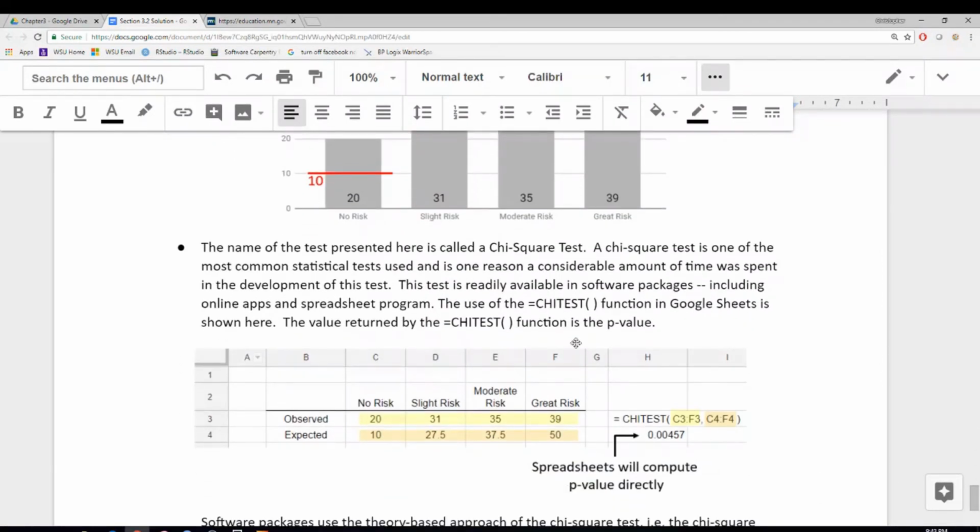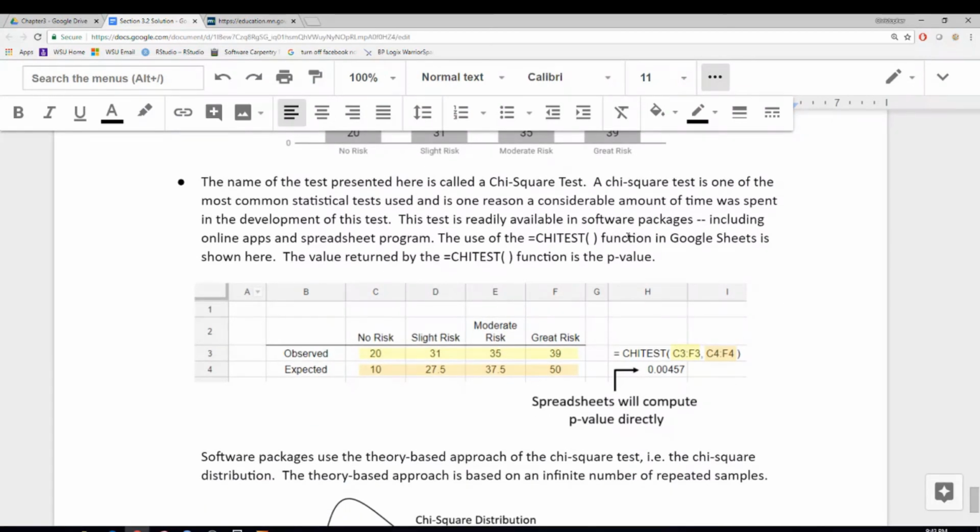Also, the name of the test that we just talked about here is a chi-square test. The chi-square test is one of the most common tests used, and it's one reason we spent a lot of time talking about its development here. Now, to complete this test, you can use software packages. And in fact, you can use online apps to get this done as well. In Google Sheets, we would just use the equal chi-test function, and it'll go ahead and compute the p-value for us directly.